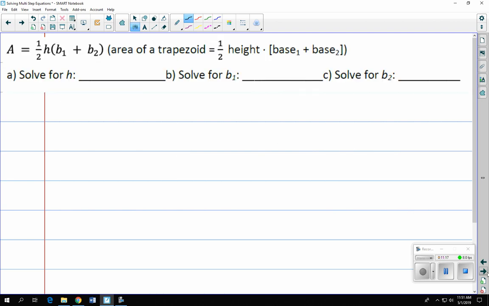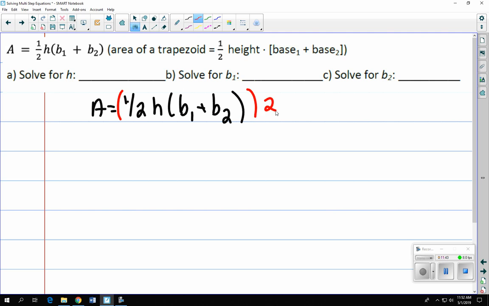I'm looking at the area of 1/2 times the height, base 1 plus base 2, or the area of the trapezoid. And I'm going to solve for two of these, where one will be the height and one will be for one of the bases. So we'll start off with the height. Area equals 1/2 height times b1 plus b2. First step, I want to get this 1/2 away. So I'm going to multiply both sides by the reciprocal of 2. So I'm going to have 2a is equal to h times b1 plus b2.